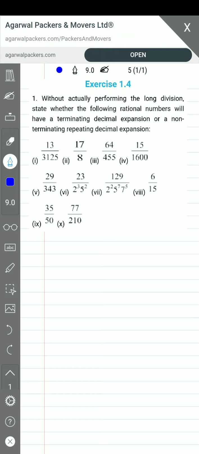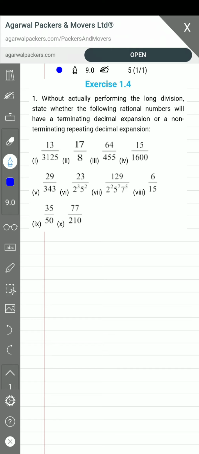Okay, so exercise 1.4 problem 1. Here he has given some fractions, that is, rational numbers we can say, and without actually doing a long division, we have to find out whether these are terminating decimals, non-terminating repeating, or non-terminating non-repeating. So we have to find out which are these.